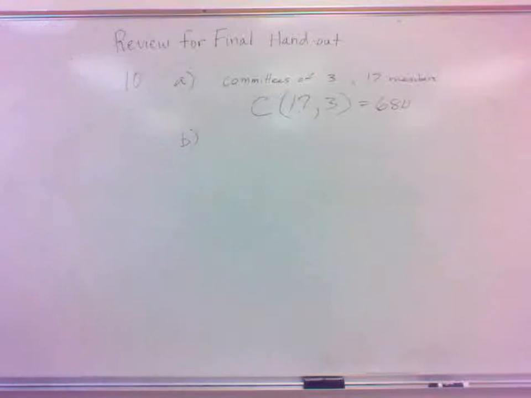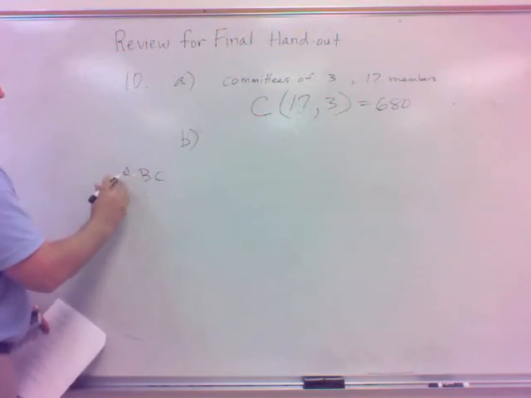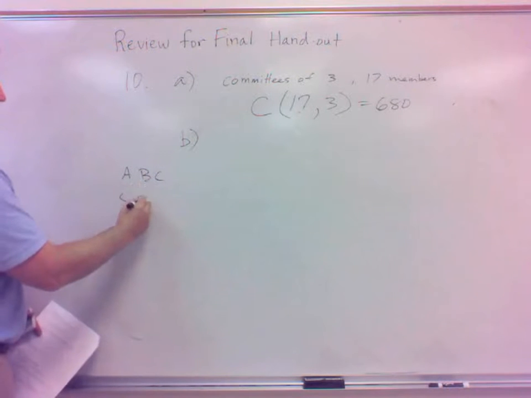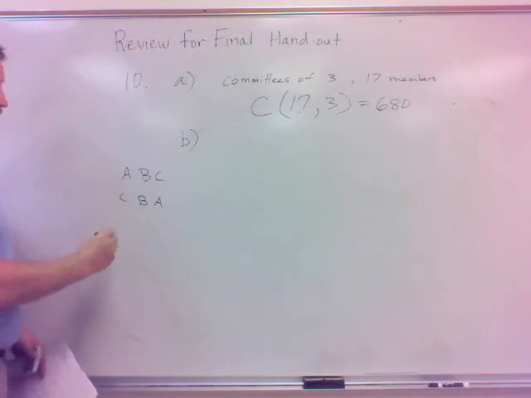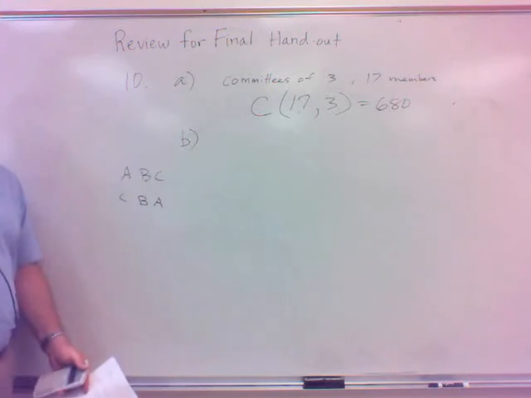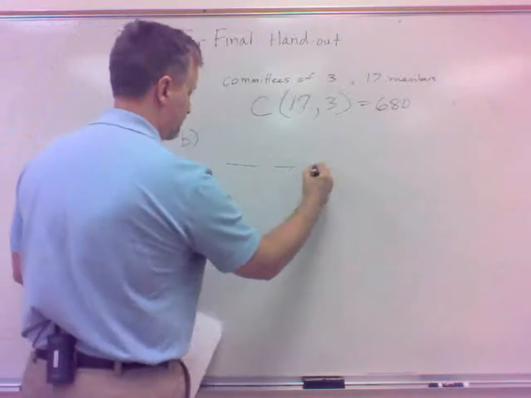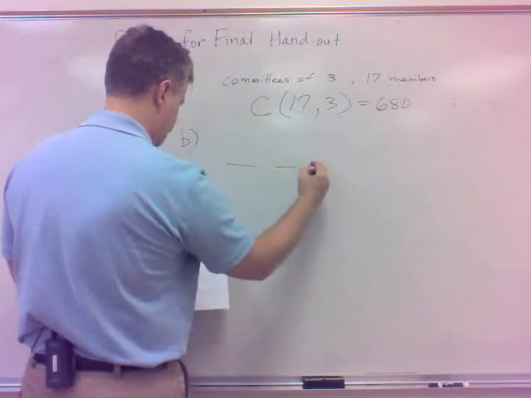10B, how many ways can a club with 20 people elect a president, vice president, and secretary? Well, A, B, C, if I have president, vice president, secretary, is CBA the same? No, it's not. It's different. CBA is C president. So this is not a combination. Order does matter, so this one's blanks: president, vice president, and secretary.